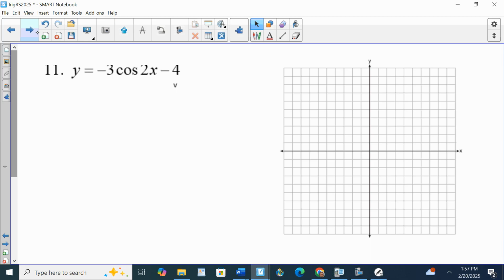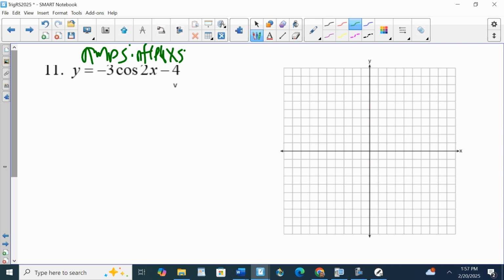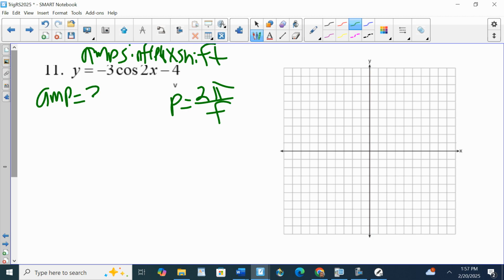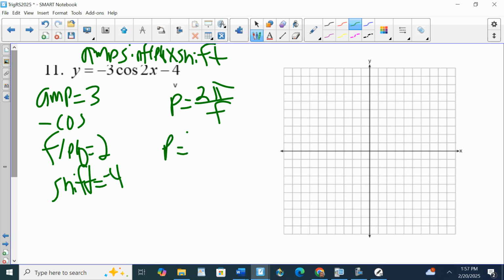All right, which brings us to graphing. Amp, sine, freak X, shift. You hear the excitement in my voice? Now we get to graphing. Amp, sine, freak X, shift. The other piece of information that we need is the period, which is 2 pi over the frequency. So my amp is what's in front. That's 3. It's negative cosine. Freak is 2. Shift is negative 4.